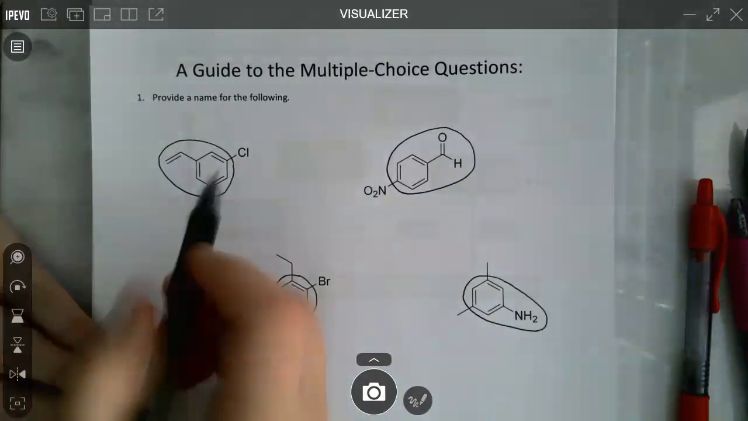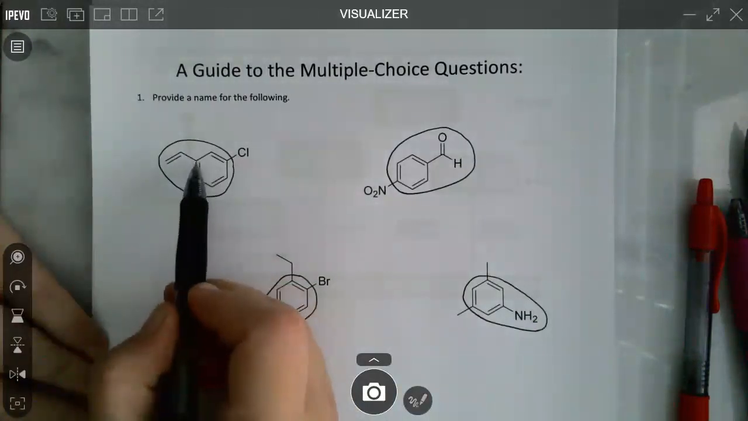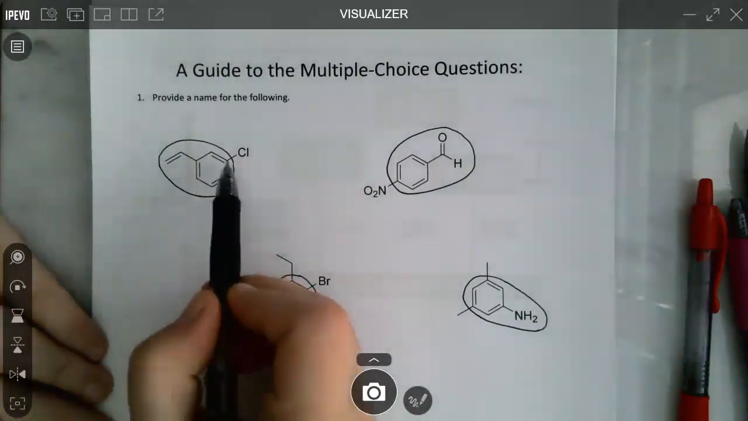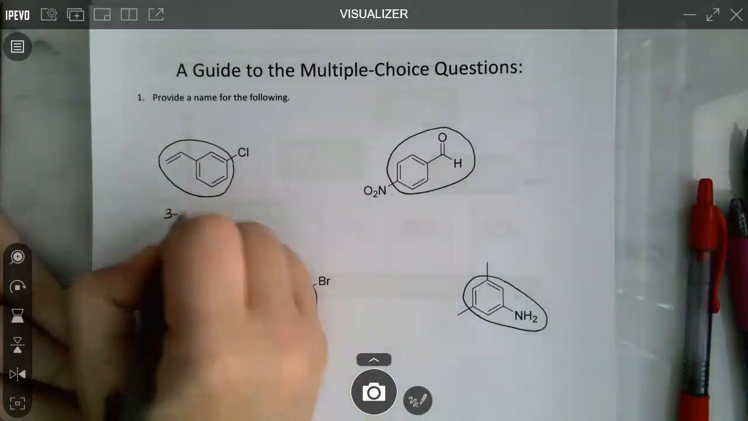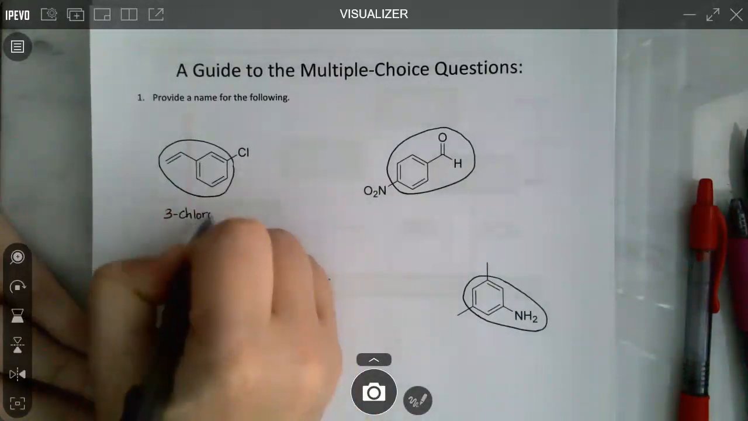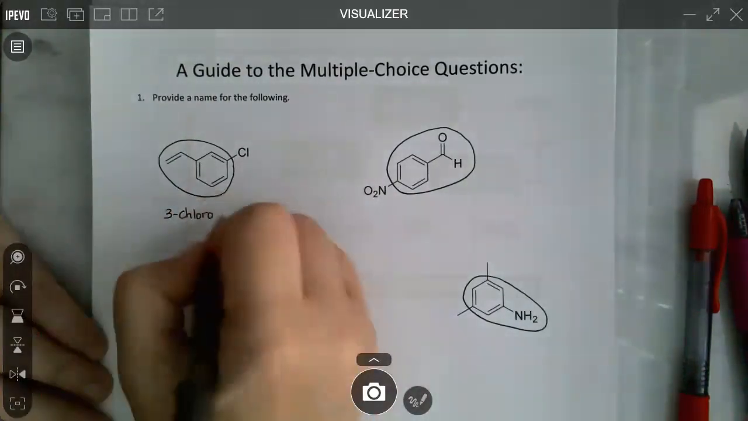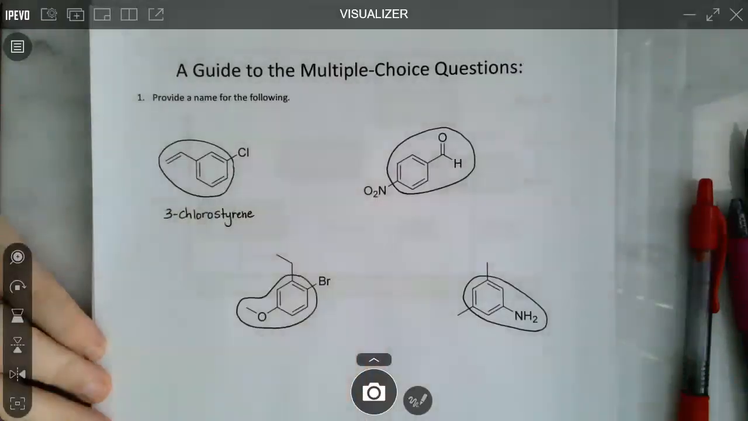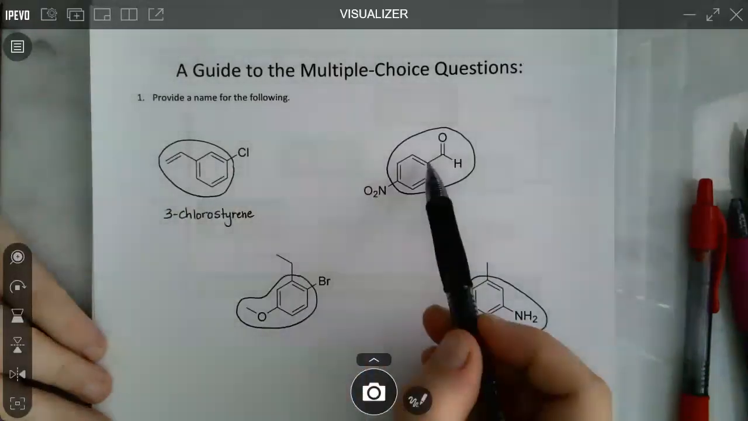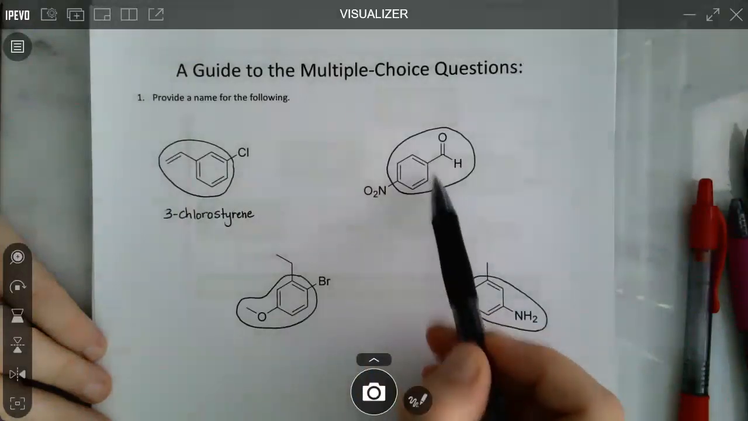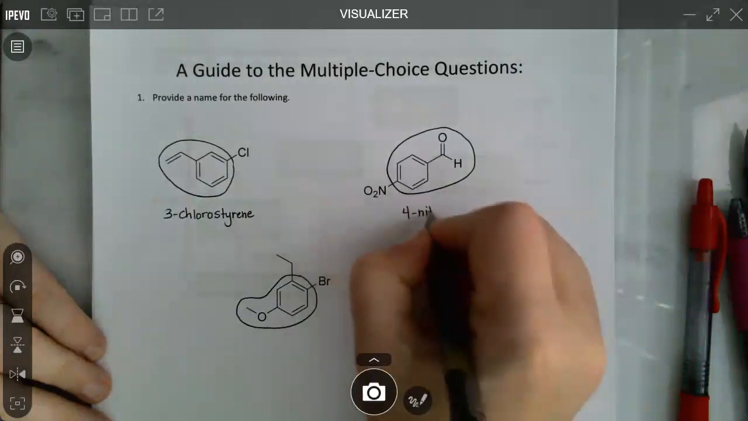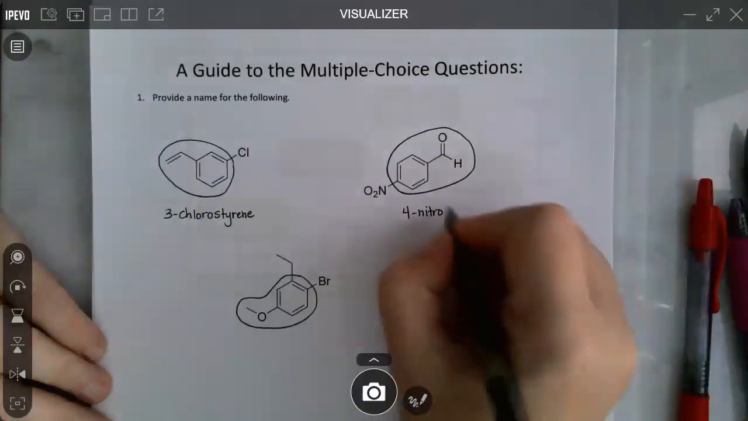And carbon number 1 will always be the carbon that has the group that's part of the parent, right? So this becomes 1, 2, 3, 3-chloro. And then we have to know that this is called styrene. Over here, this would be carbon 1. So it's 1, 2, 3, 4, 4-nitrobenzaldehyde.